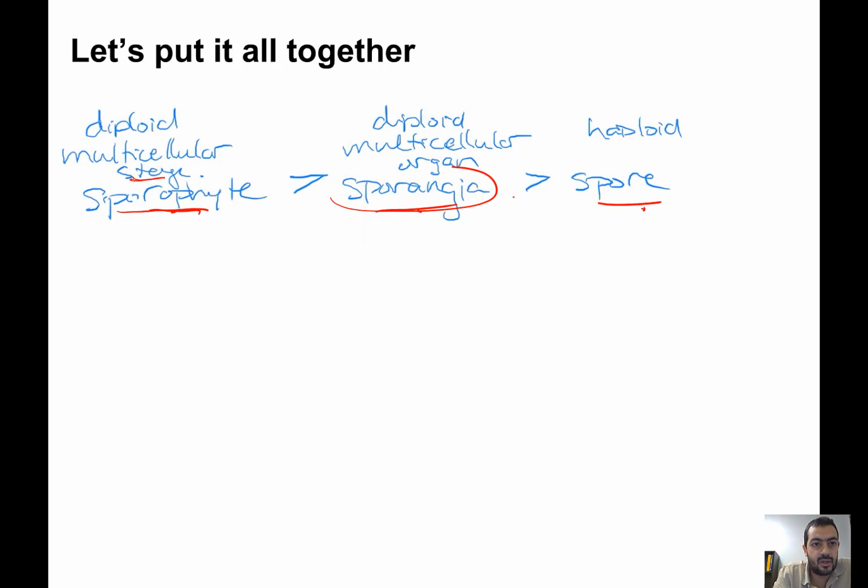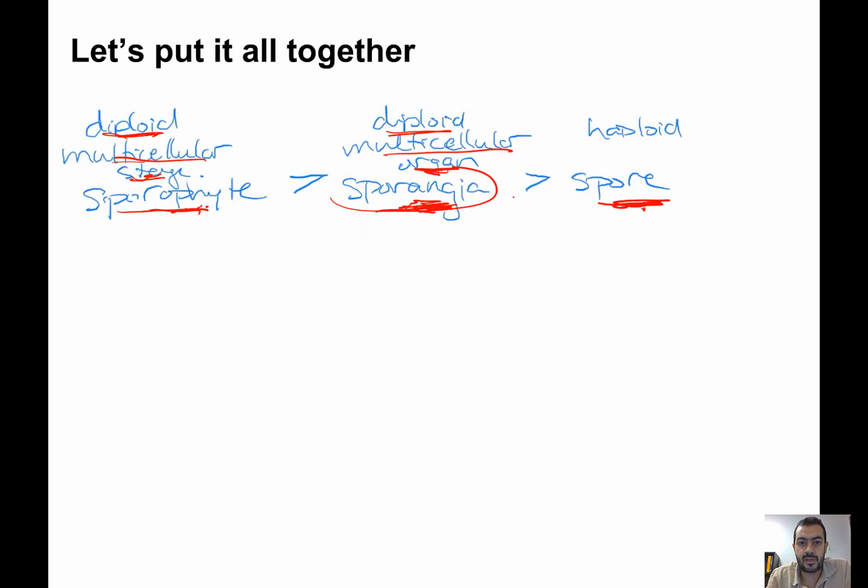Sporophyte is a stage. It includes many organs. Sporangia is just an organ within the sporophyte, and spores are the structures that are present within the sporangia. That's the reason for this order. So what is a sporophyte? It is a multicellular stage, and it is a diploid structure. Then the sporophyte contains organs. One of them is the sporangia. So sporangia is an organ. Again, it is a multicellular organ, and it is a diploid structure.